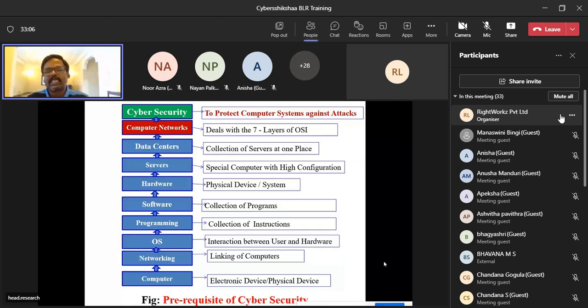Cyber security is a way of protecting computer systems against cyber criminals, cyber attackers and malicious attacks. That is called cyber security.